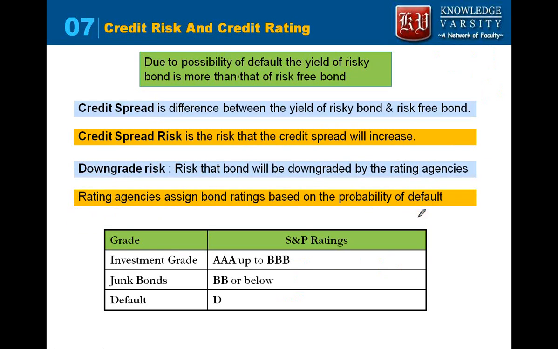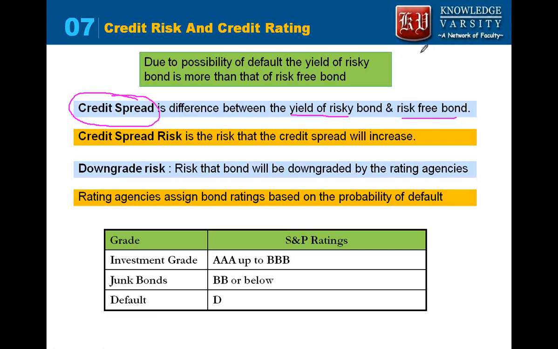Now we will see what credit risk is and what the credit ratings are. We know that the yield of a risky bond should be more than the yield of a risk-free bond. So credit spread is the measure which is the difference between the yield of the risky and risk-free bond. Now, the higher the credit spread, the more risky the bond is.